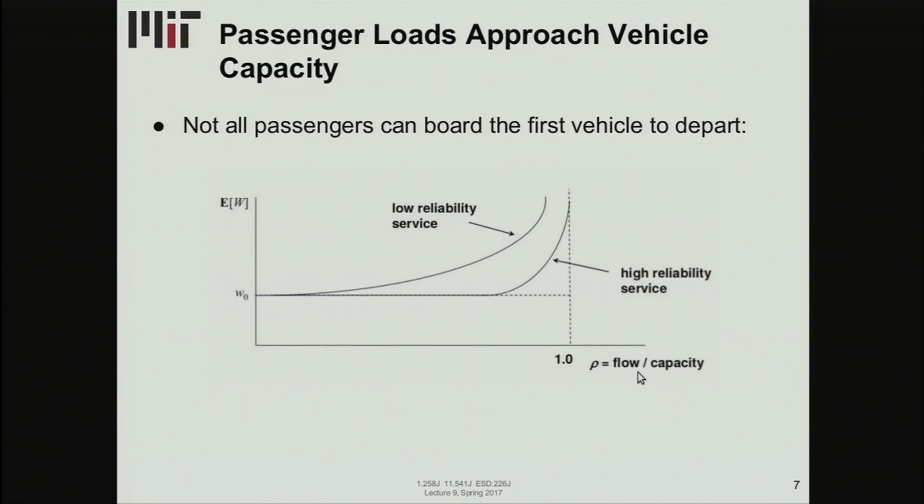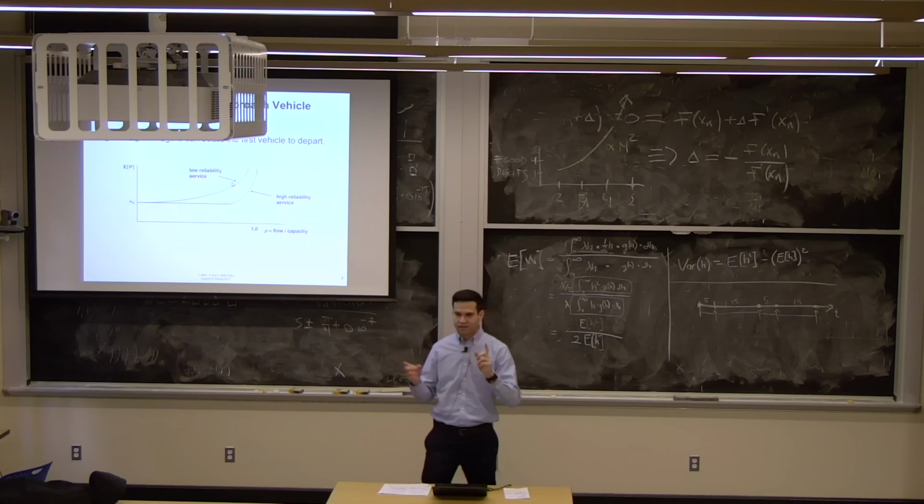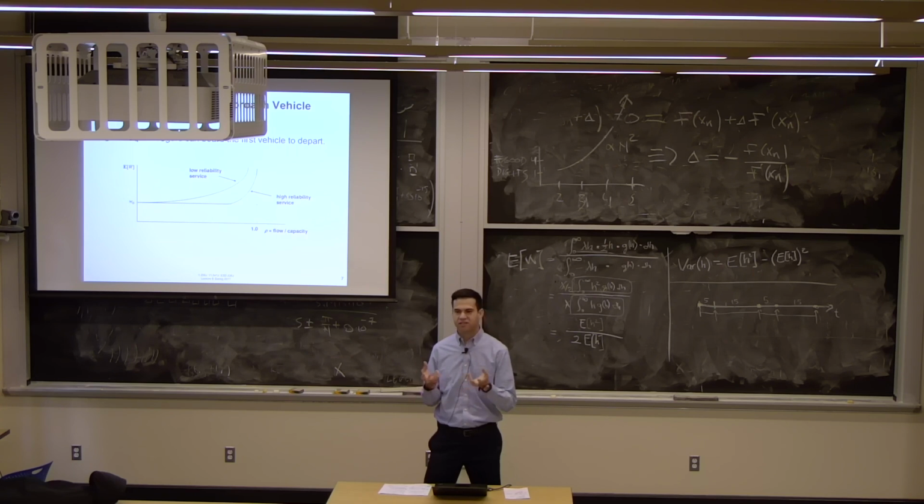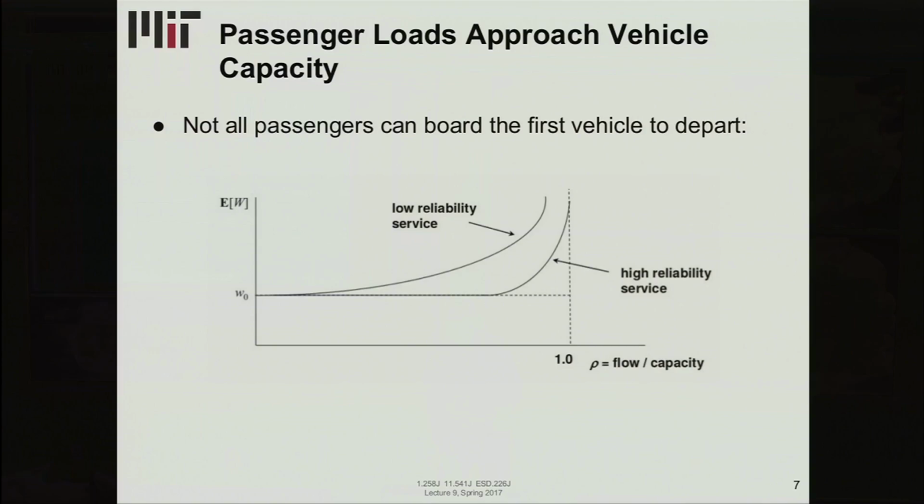That's the takeaway here. And you could think of two different lines. One for low reliability, when there's a lot of bunching, and therefore a lot of the capacity that you provide is wasted on small headways that are not serving as many passengers as you designed them for. And then high reliability, where yes, you still have some variability that you can't control.